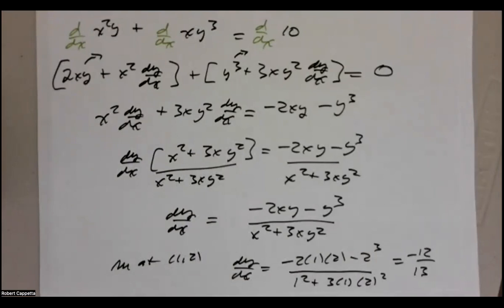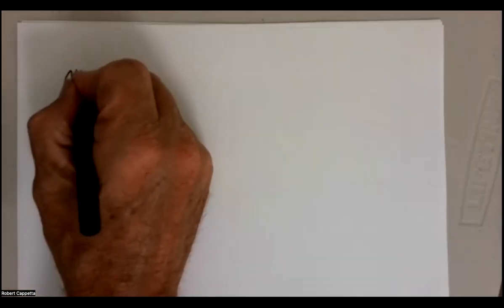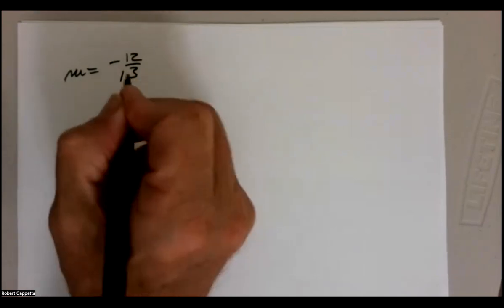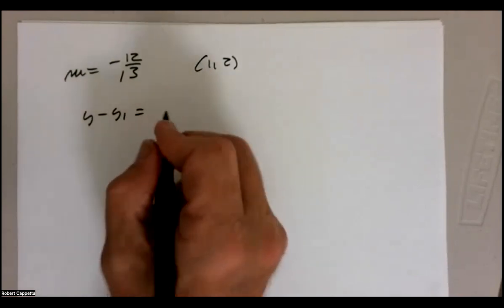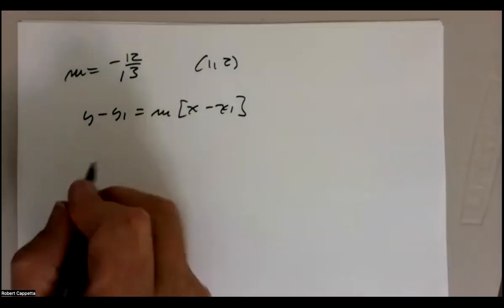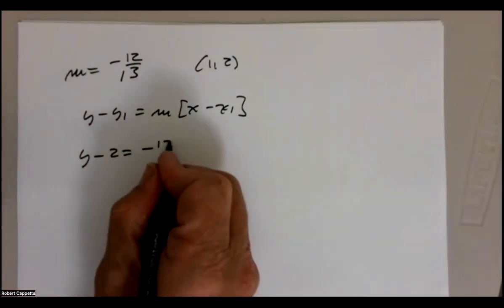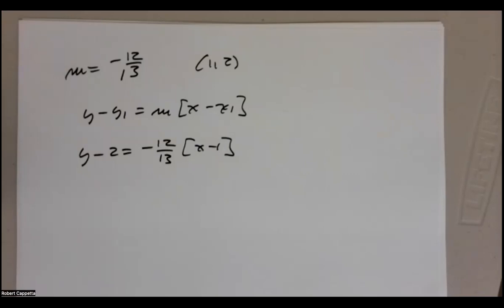And then the last thing I want is the equation of the tangent line at (1, 2). Okay, well, if the slope is negative 12 thirteenths, and the point is (1, 2), I hope that slope is right. Use point-slope form: y minus y1 equals m times x minus x1. So y minus 2 equals negative 12 thirteenths times x minus 1. Good enough. That's the equation of that tangent. All right.